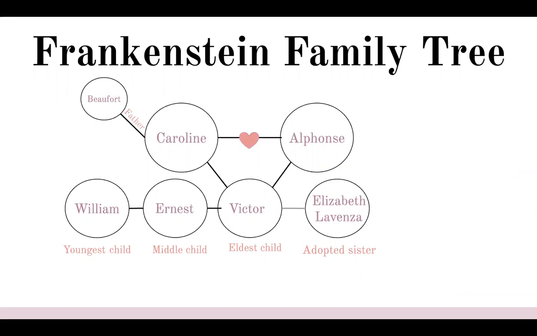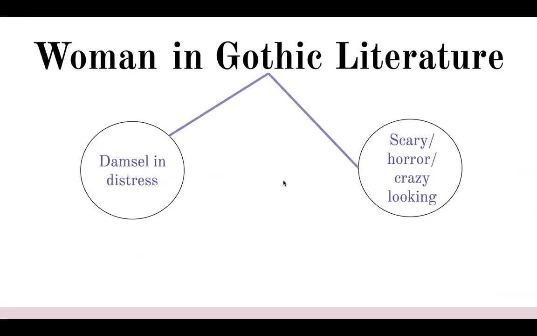So let's begin. Firstly, we have the Frankenstein family. This is it, and I'll be explaining a bit more when we begin. Now we have women and gender in Gothic literature. First, we have two types of women. We have the damsel in distress. Now, what's a damsel in distress? A damsel in distress is basically a woman who needs saving by a man. We have a lot of that in Frankenstein, and I'll be talking about that. And then we have scary, horror, crazy-looking women who often have eccentric personalities.